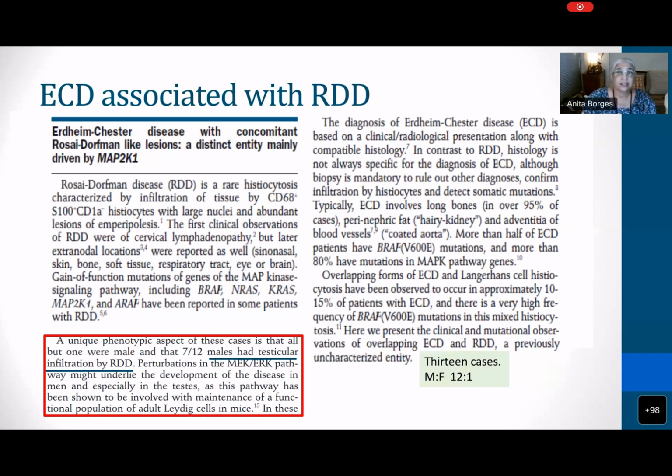So it's an interesting thing, and they wonder why this affects the testes. It's possible that the MAP2K1 pathway is involved in the maintenance of a functional population of adult Leydig cells. May not be in humans, but certainly it has been in mice. And they had 13 cases. And now you find individual case reports of this very peculiar arrangement.